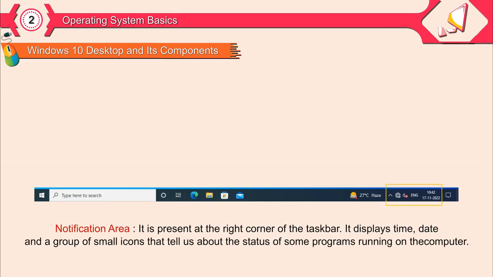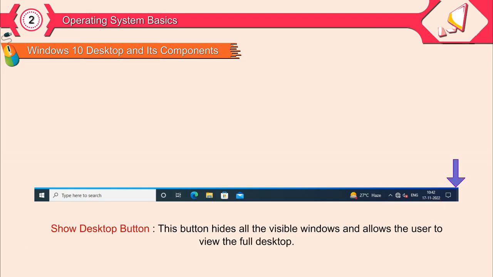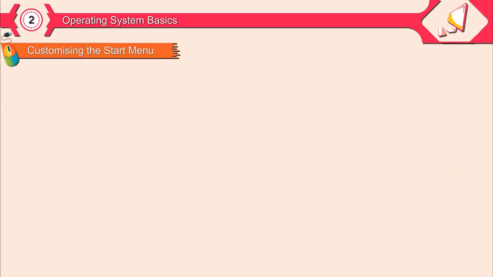Middle section. The middle section of the taskbar displays the icons of pinned applications and running applications. Notification area. It is present at the right corner of the taskbar. It displays time, date, and a group of small icons that tell us about the status of some programs running on the computer. Show Desktop button. This button hides all the visible windows and allows the user to view the full desktop.